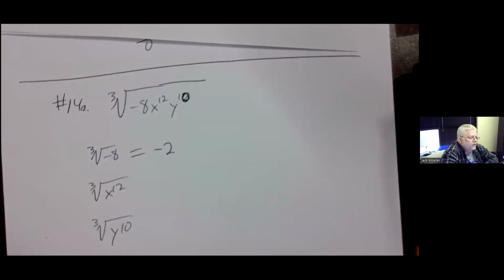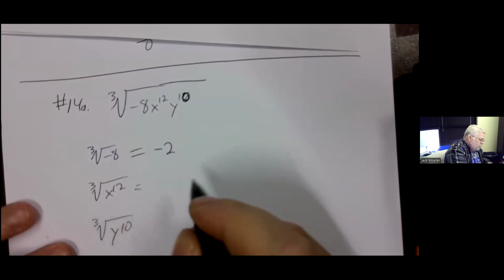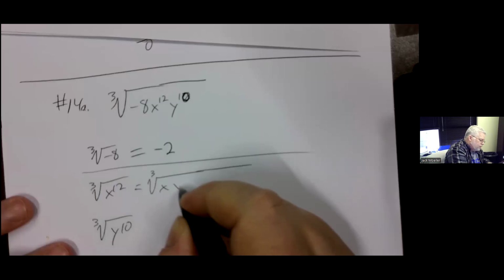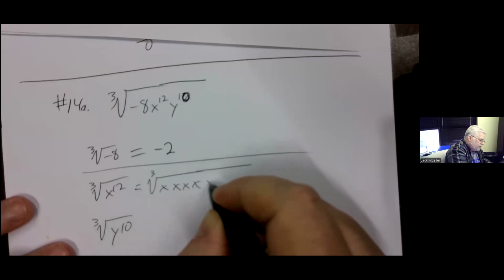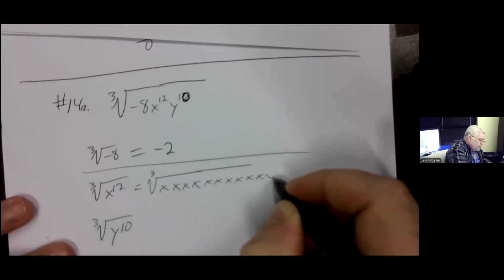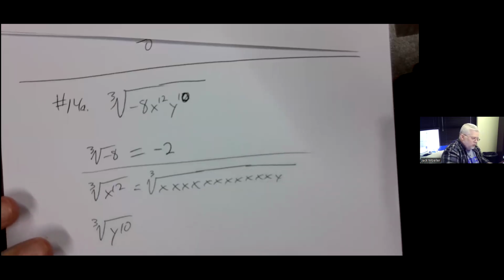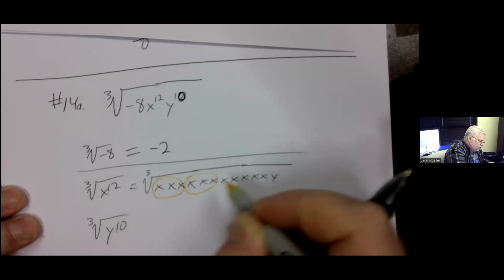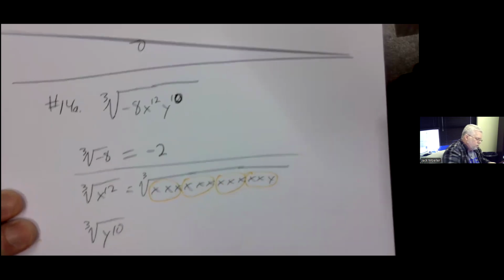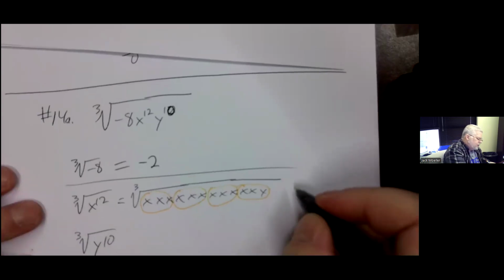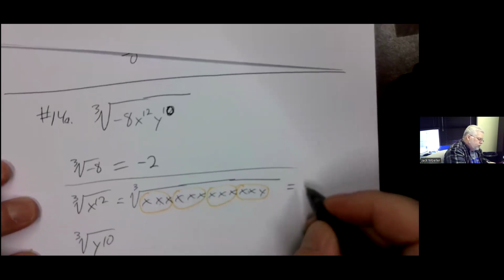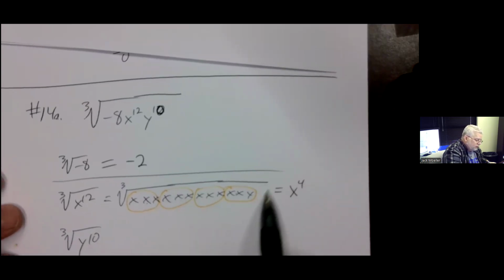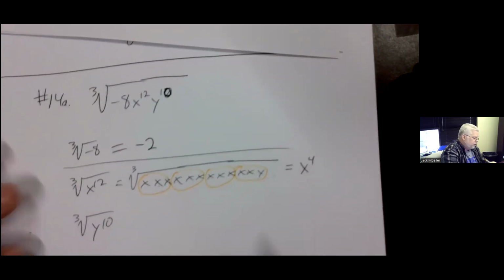Now, what about the cube root of x to the 12th? Well, if you want to do it by grouping method, you have to write out a few x's here. 12 to be exact. 1, 2, 3, 4, 5, 6, 7, 8, 9, 10, 11, 12. So the grouping method, this is a cube root, so we'll have triplets, groups of 3. So 1, 2, 3, 4. So how does that simplify? Well, we have 4 groups, so that would be x to the 4th on the outside. What's left on the inside? Nothing, because there is nothing left over.